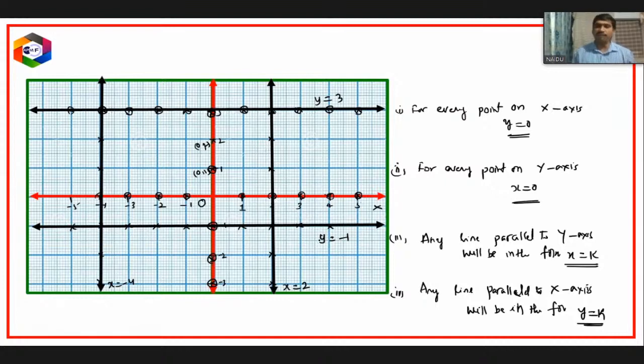So these are the 4 important points you should know before doing this exercise. I think it is clear. The equation of the x-axis is y equals 0. The equation of the y-axis is x equals 0. The equation of any line parallel to the y-axis is x equals k. And the equation of any line parallel to the x-axis is y equals k.